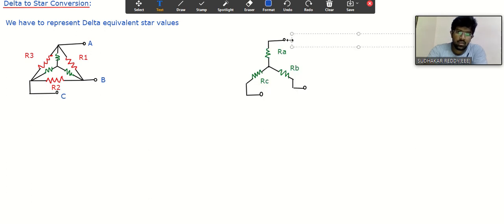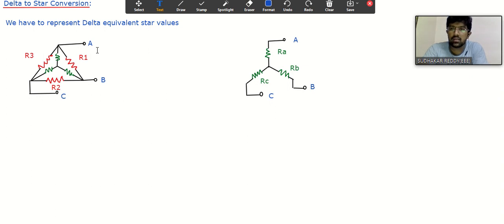That means we need to find out equivalent values. So that is the meaning of delta to star: A, B and C. I hope all of you understood the meaning of delta to star connection. Now if you observe this delta connection, forget about the star connection. Here we are having three outcoming terminals.